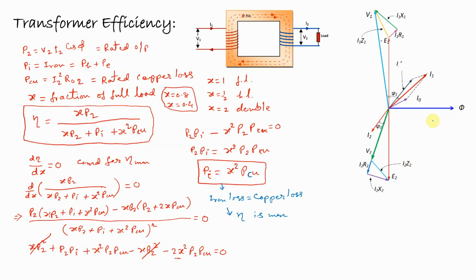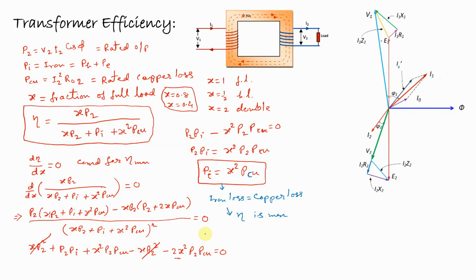Here I have drawn this phasor diagram that we have already discussed earlier. It basically represents that the primary current depends upon the load. So as the load changes, the I1 dash will also change, and therefore the I1, that is the total primary current, will also change.